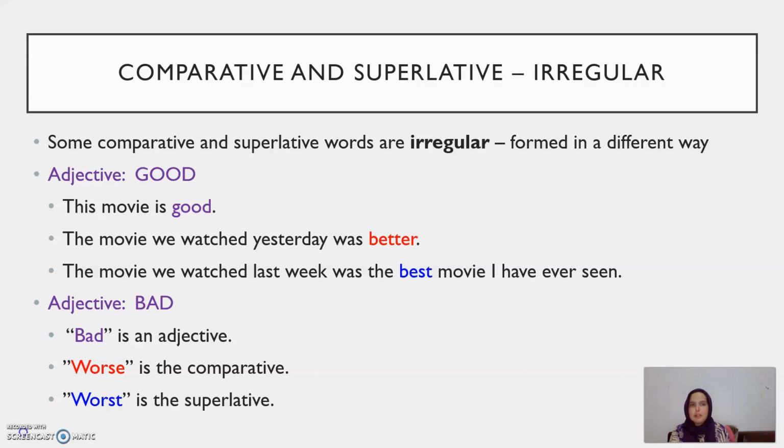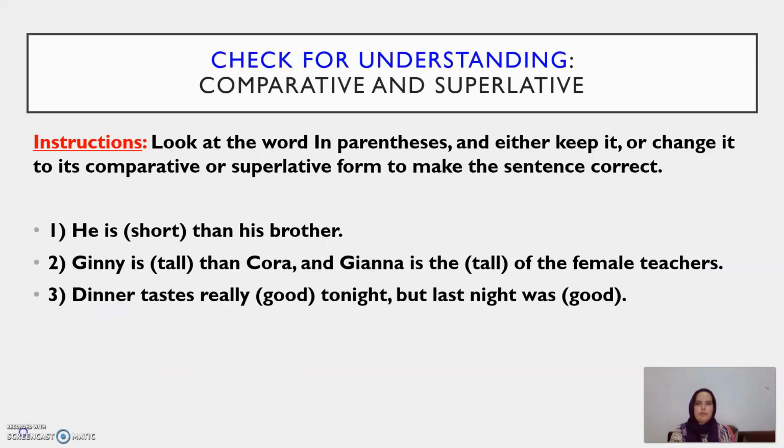Best is the superlative form of good. Another example is with the adjective bad. Bad is an adjective, worse is the comparative, and worst is the superlative.